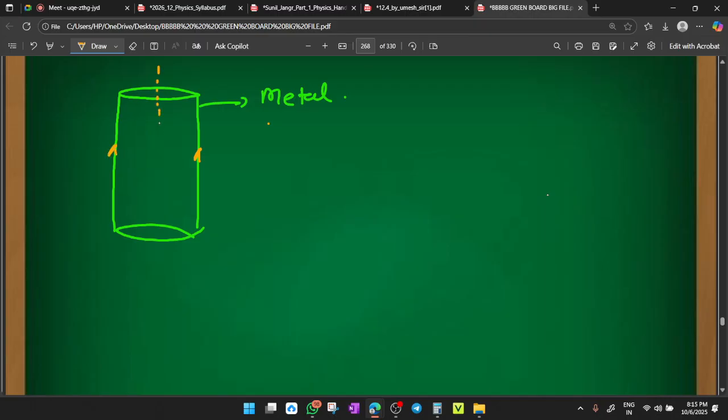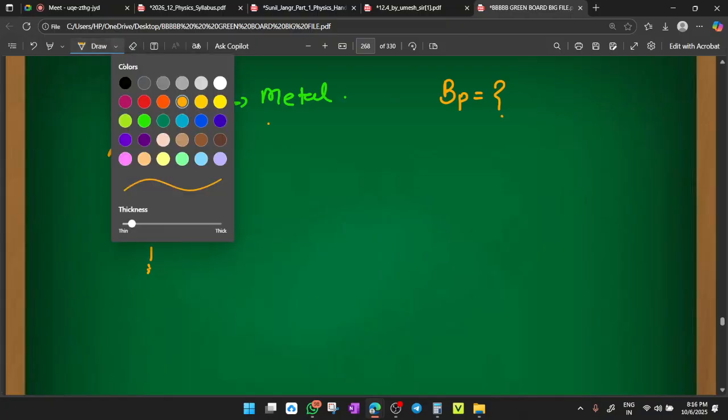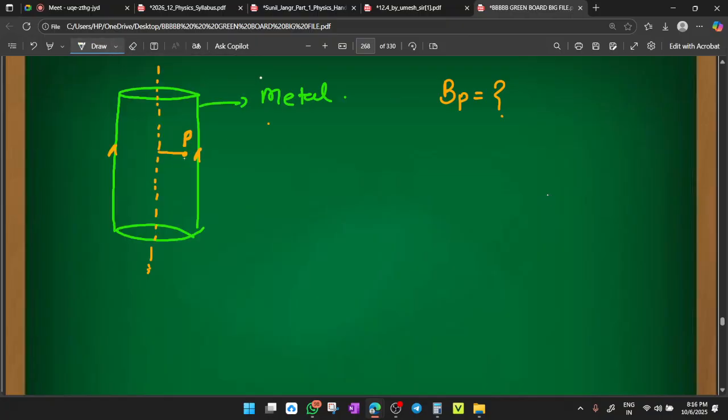Not a single amount of current is passing through any inner part, or you can say volume. Only the whole current is passing through the surface, right? And you have to find the magnetic field intensity at this point. Your point of observation is here. Okay. The question is to find the magnetic field at point P. So what you have to do? You have to consider the same Amperian surface. So you have considered the same Amperian loop here from P. Okay. And applying the Ampere circuital law.